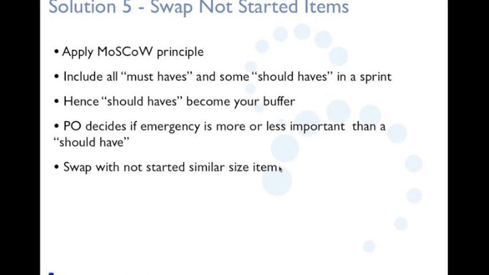These should-haves actually act as a buffer. If an emergency comes in, the PO will compare that emergency with the should-have items. He decides whether it is more important than the should-have. If it is, you swap that item with the should-have item. If it is less important, you push the emergency into the upcoming sprint. It's no more an emergency; it's pushed into the next sprint. This is quite effective, and I often use it: swap anything under should-have which is not started yet. Say you're working on 5 stories, 3 are almost done and you get an emergency. Instead of picking up the fourth story, you swap the emergency item with the fourth story.